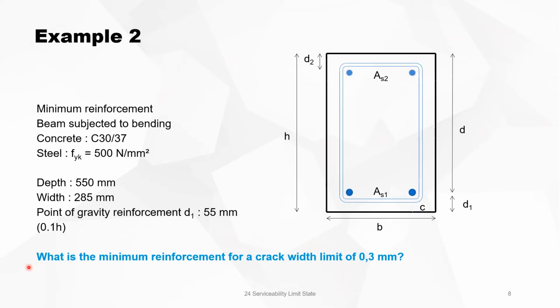Now let's take a second example. It's a similar cross section, but now we will calculate the minimum reinforcement for a crack width limit of 0.3 millimeter, which is not much, it's just 0.3 millimeter. So first we start with crack control.